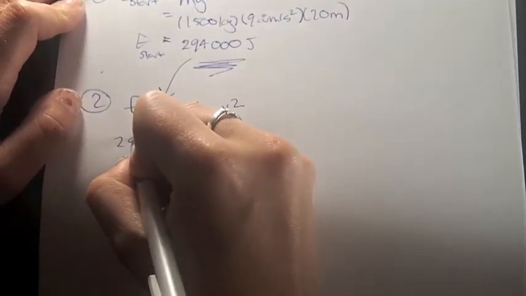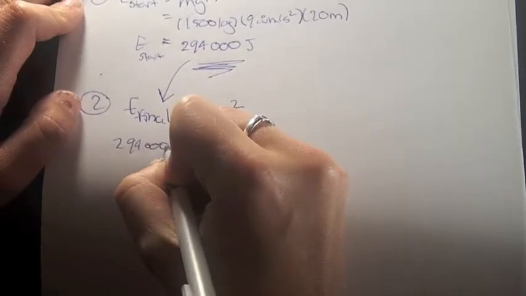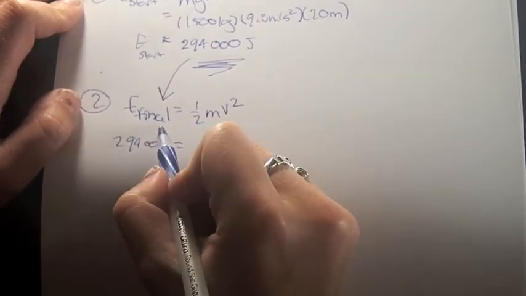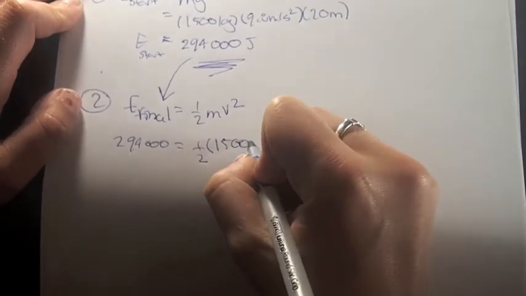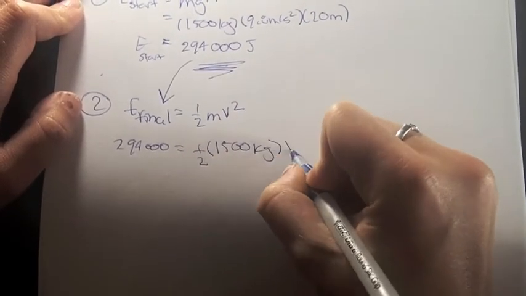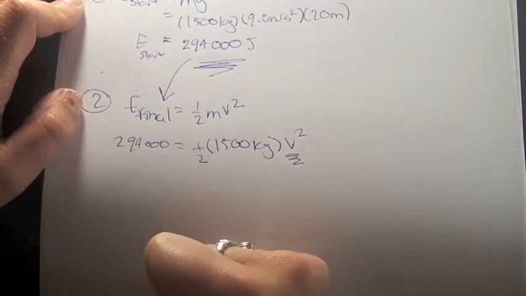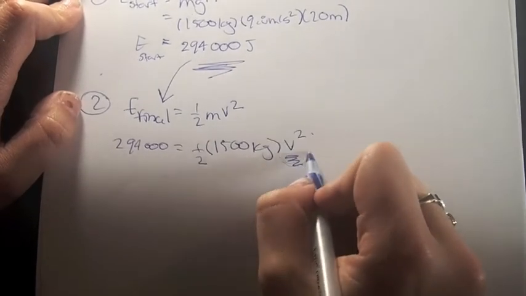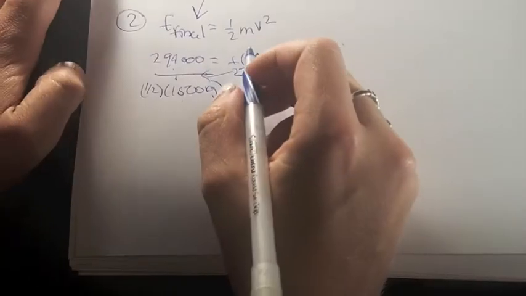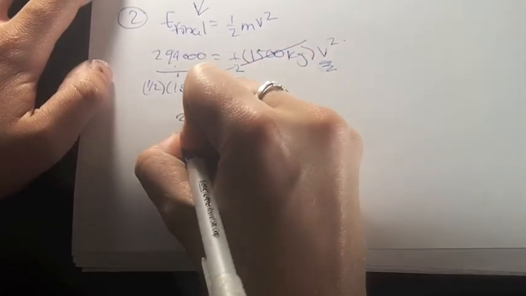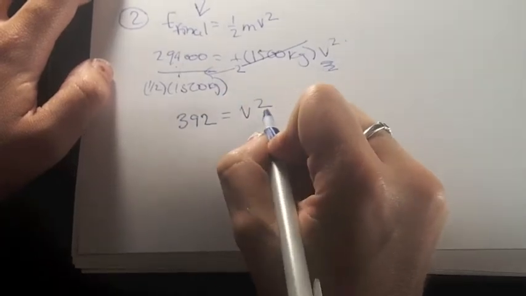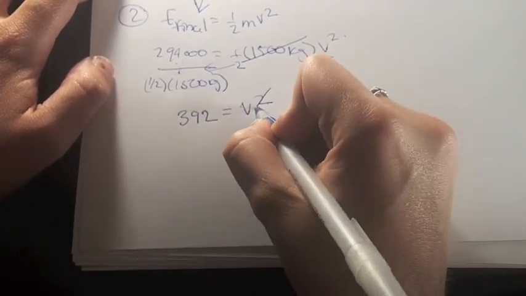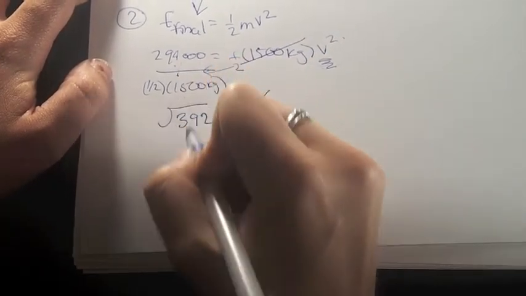So I have 294,000 in for my E final position. 1/2 is just 1/2. Mass is going to stay the same as what we originally had for the car, so 1,500 kilograms, and velocity is what we're going to be solving for. So I want to isolate velocity. When I do that, I end up getting 392. Now, this number here is equivalent to velocity squared. So we account for that by getting rid of the squared here and square rooting that number.